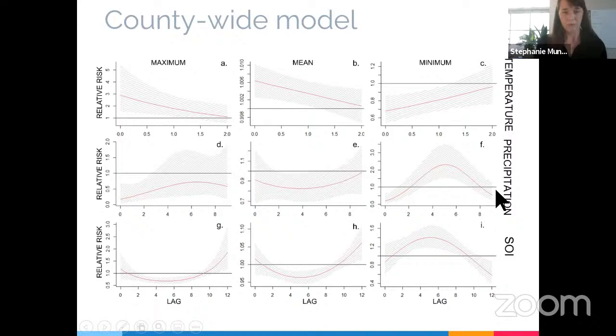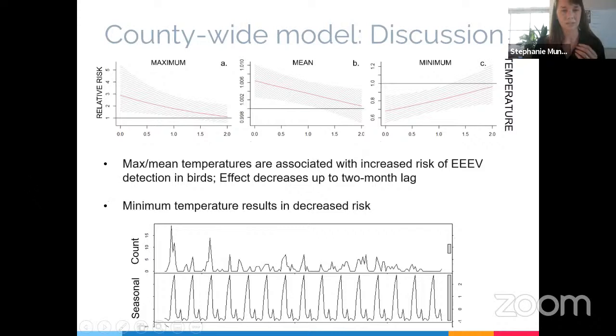So this is the output from the county-wide model, and it's clearly a lot to just take in, so I'm going to go over it a little bit step by step. So first, this is showing the association between maximum temperature here on the left-hand panel and the relative risk of EEE detection at a temporal lag of 0 to 2 months.